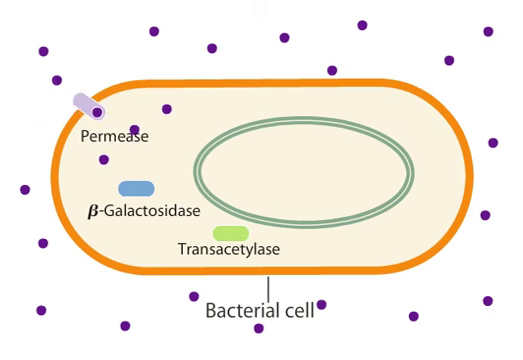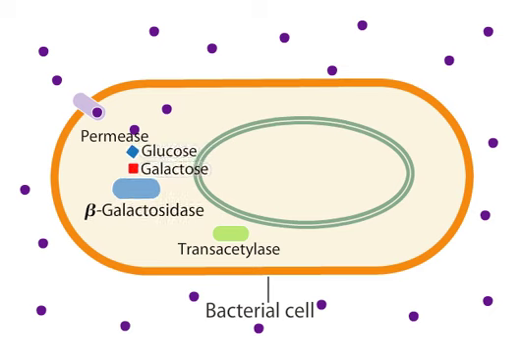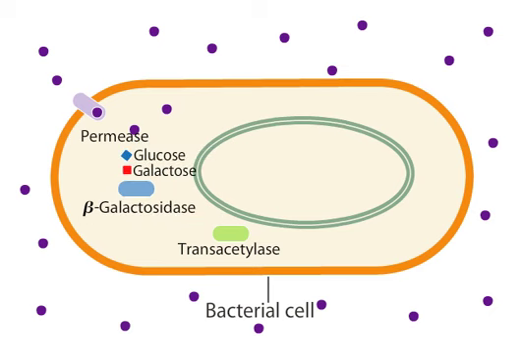To utilize lactose as an energy source, E. coli bacteria use the enzyme beta-galactosidase, encoded by the Lac-Z gene of the Lac Operon, to break lactose down into glucose and galactose. The function in lactose metabolism of the third enzyme, transacetylase, also produced by the Lac Operon, is not yet known.